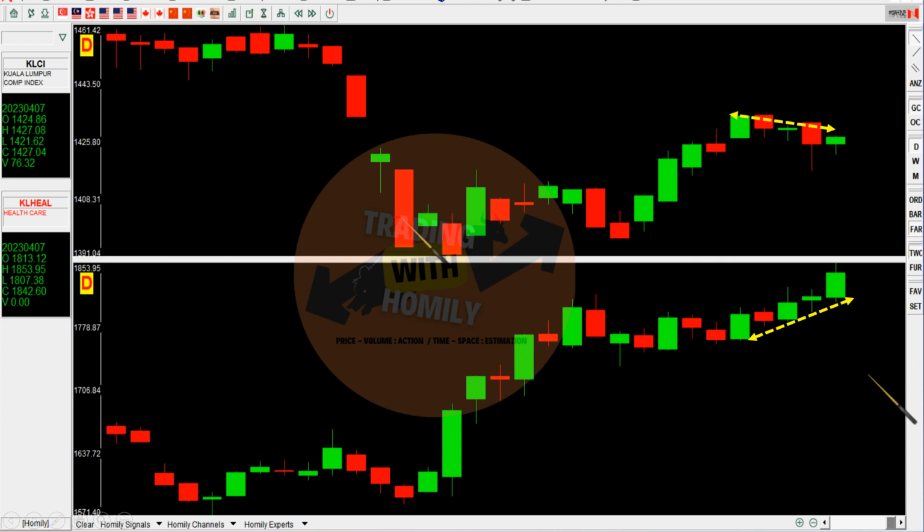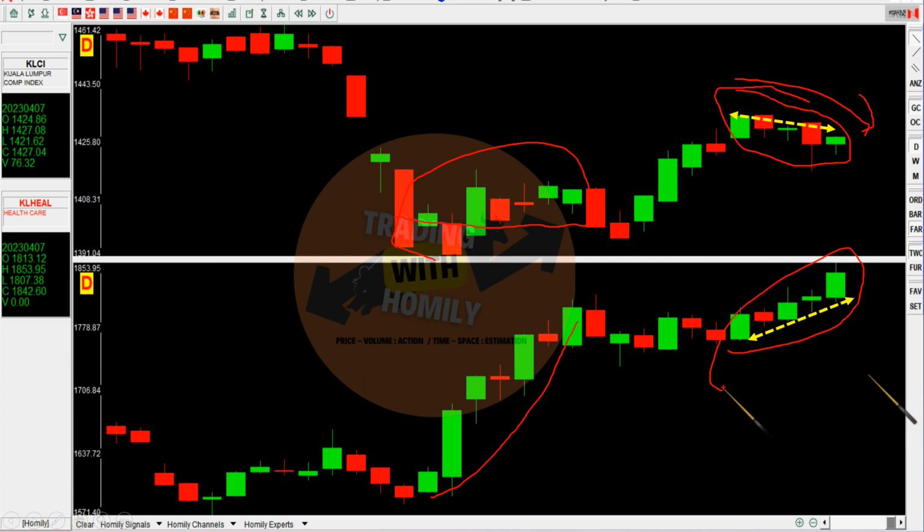So for this time, we can say the market is sideways, but the healthcare is up. Now the index has dropped a little bit, but we can see the healthcare still keeps going up. So we see this kind of phenomenon, which means the sector is stronger than the index.